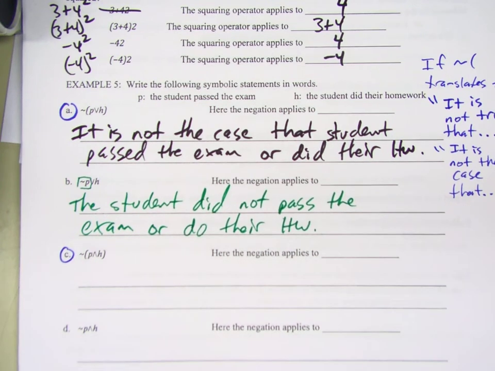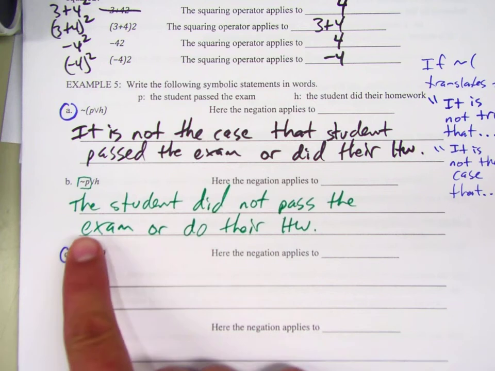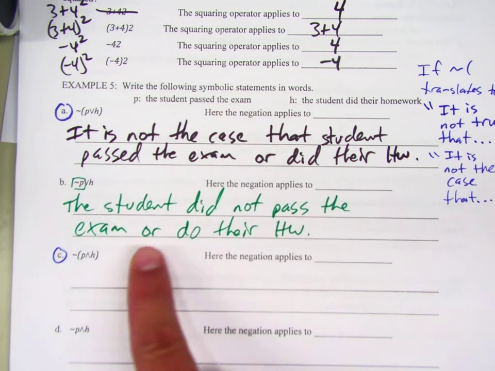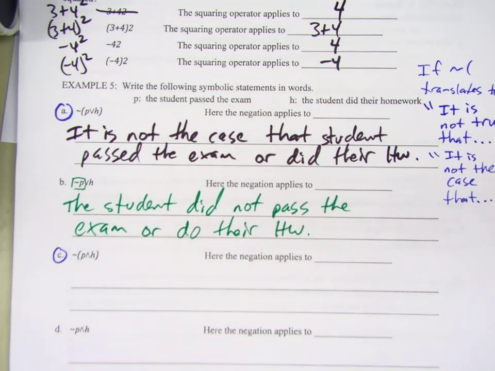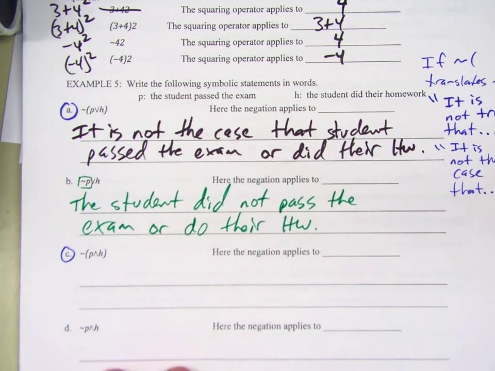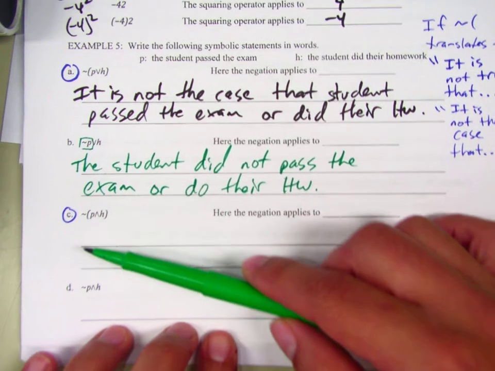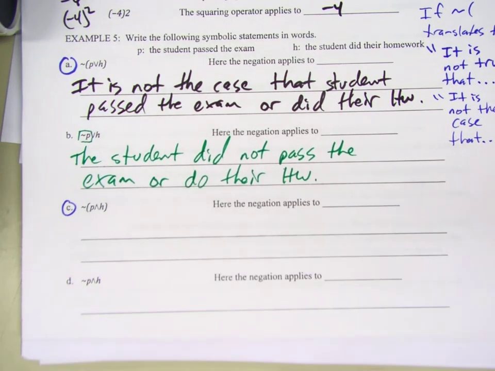You guys can play around with the words like that to make it sound okay, because no one really would say the student did not pass the exam or the student did not, or the student did their homework. You wouldn't use the student twice, you know what I mean? So you're allowed to remove words if it makes sense. All right, take 30 seconds. Write out what C and D translate to. Hopefully this is making some sense. Did you find them? Yeah. Okay.